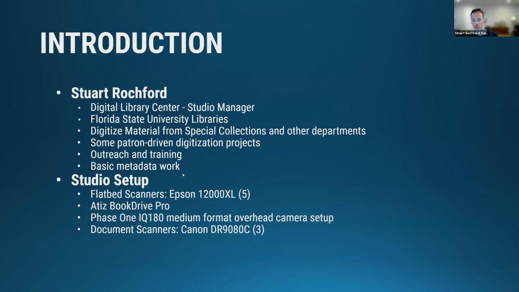The studio setup, just a little background, I know we talked about this last time, but a little refresher is we are using a few Epson flatbed scanners, the 12000 XL series, which allows us to do film as well as reflective material. We have a Book Drive Pro, which handles our books, a Phase One IQ1 80, which is a medium format overhead camera, and that handles our oversized items as well as some book objects. And that's probably the piece of equipment that we use the most. And we'll talk about this equipment later on in depth.